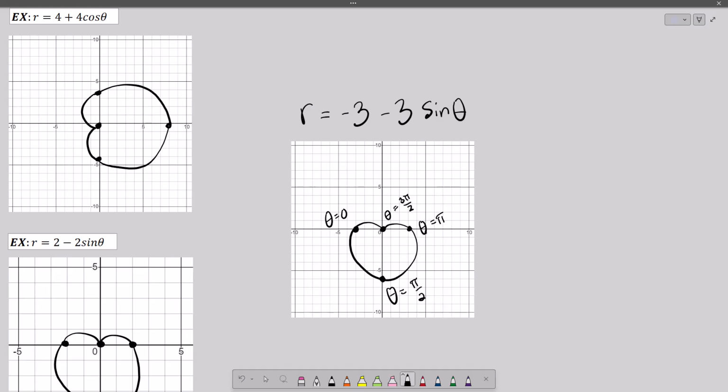Not too bad. Kind of fun. Yeah. Very, a little creative.